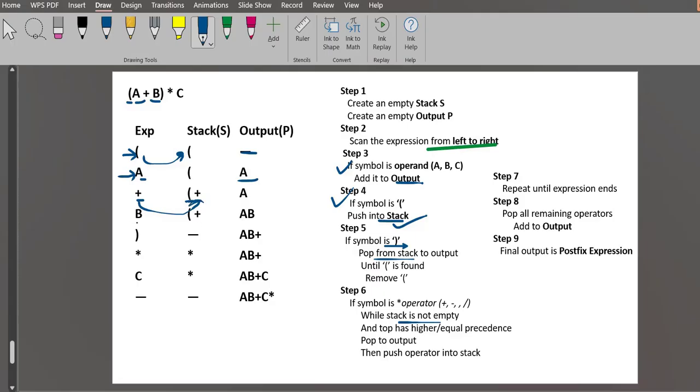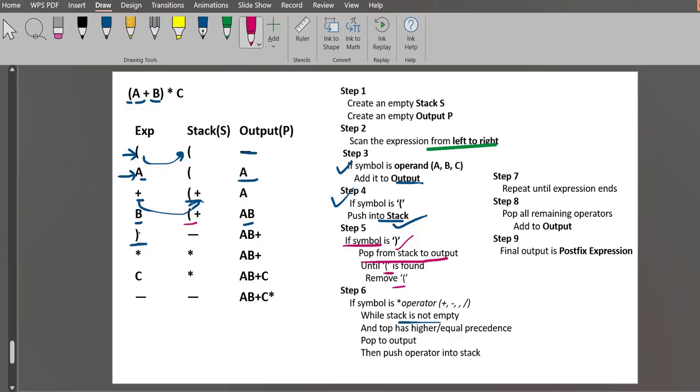Okay. Now next B comes. So B will go in the output. So AB is here. Now this comes. What is this? This is a close bracket, right? So when a close bracket comes, we have to pop everything from the stack to the output until we find the open bracket. The open bracket is found, and we have to remove it also.